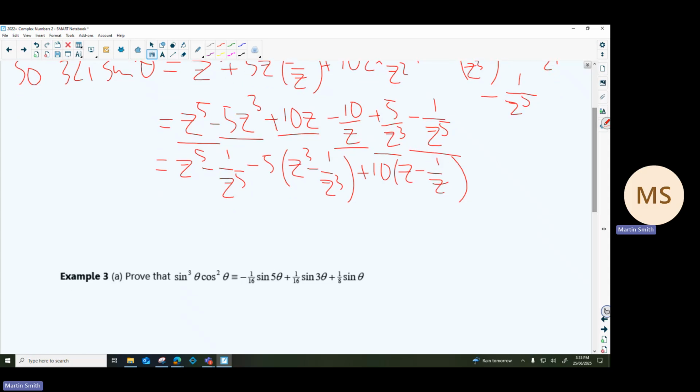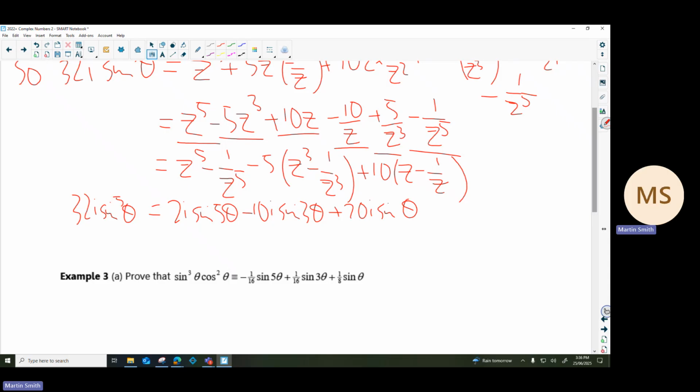theta. So this gives me 2i sine 5 theta minus, well, z cubed minus 1 over z cubed is 2i sine 3 theta, but I'm timesing it by 5, so that's 10i sine 3 theta. Sorry, not sine cubed, sine 3 theta. And then z minus 1 over z is 2i sine theta, times it by 10. That will give me 20i sine theta. And remember, this was my identity for 32i sine to the 5 theta.